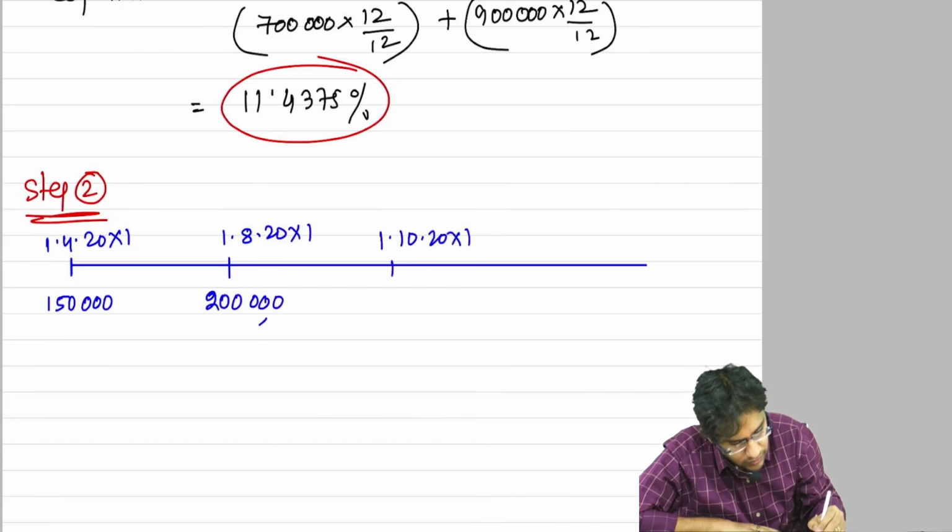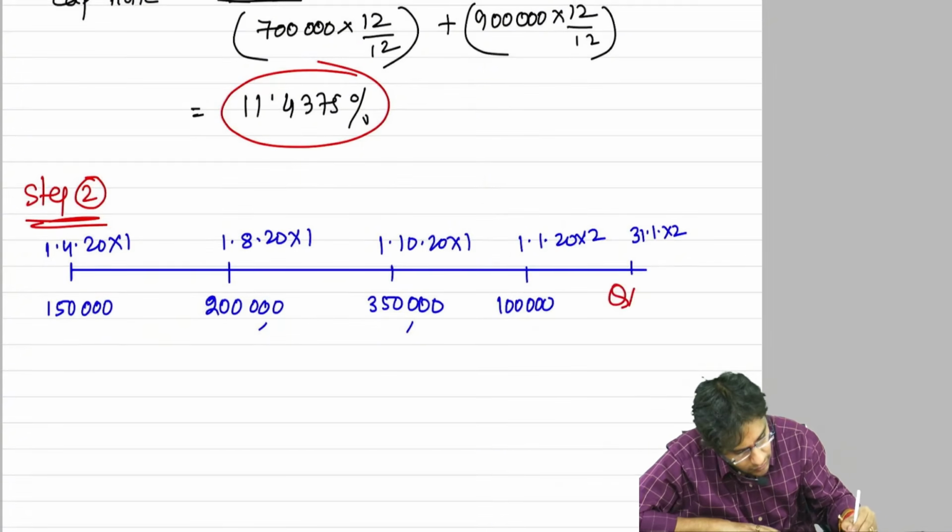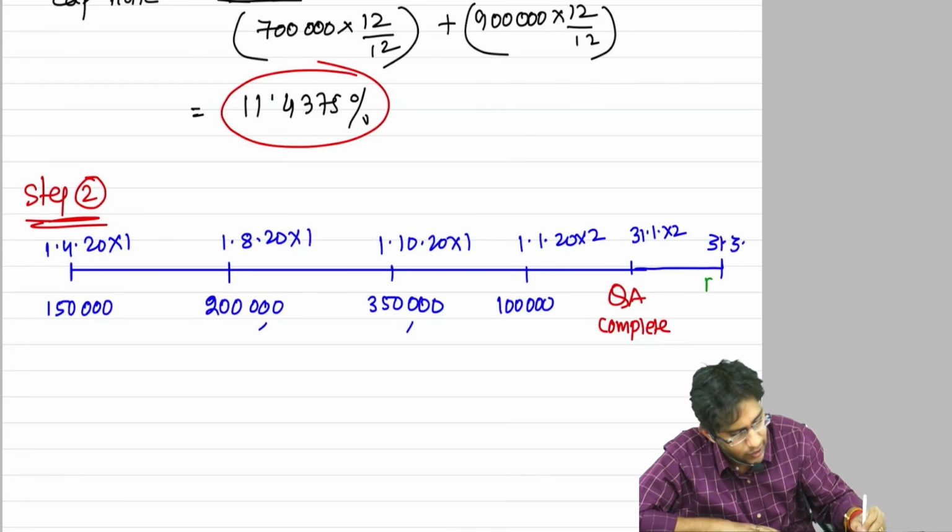How much? One more is there? How much? 1 lakh. Then 31st January. No. Qualifying asset is complete. Your balance sheet date is on 31st of March. This is your balance sheet date.